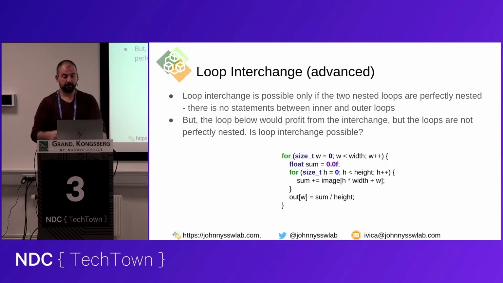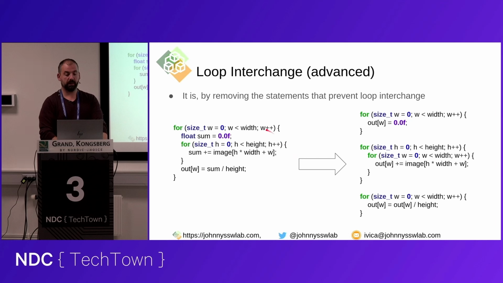Yes, we can, but there is a catch. This float sum needs to become an array, because something will change. On the left is the original loop. Now, instead of having this sum as an array, I'm reusing out of w. Imagine I rewrote it with out of w instead of sum, so it doesn't change anything.